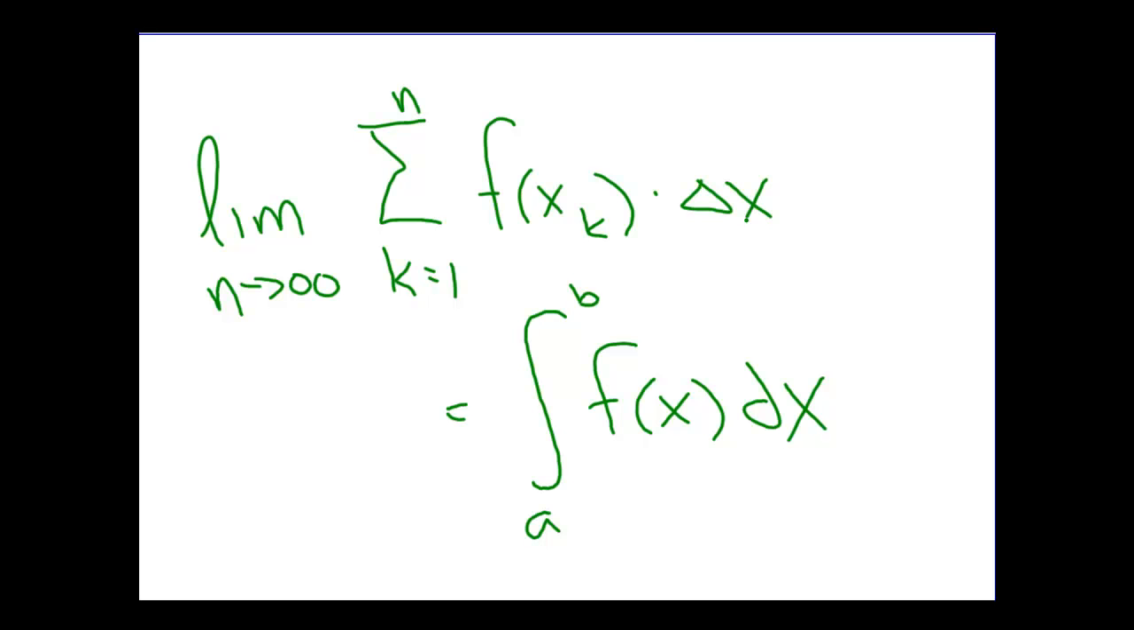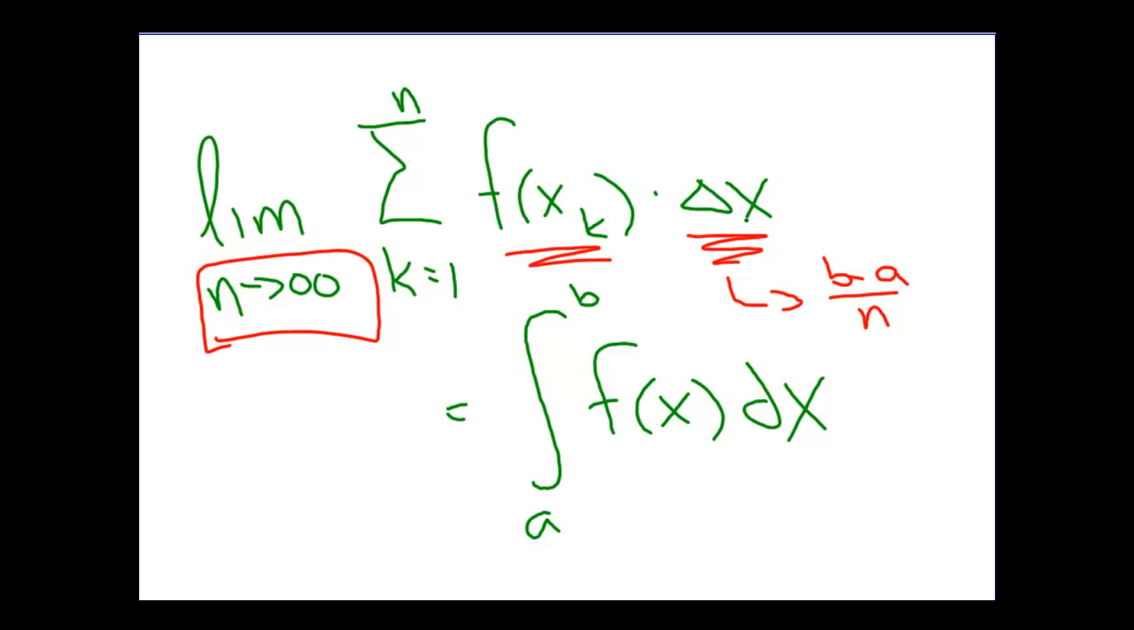And when you think about it, what that means is that the width of each rectangle becomes closer and closer to 0, right? Remember that this is simply the width of our interval divided by n. Well, if n goes to infinity, the width of each rectangle goes to 0. We still have the function heights.